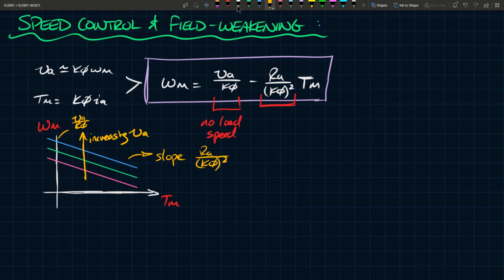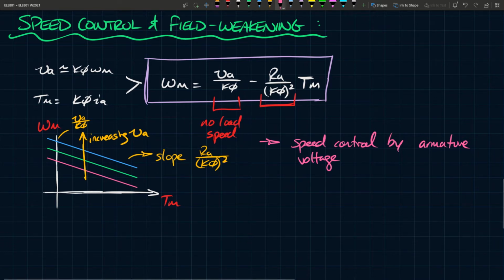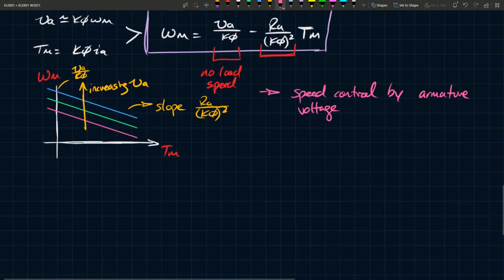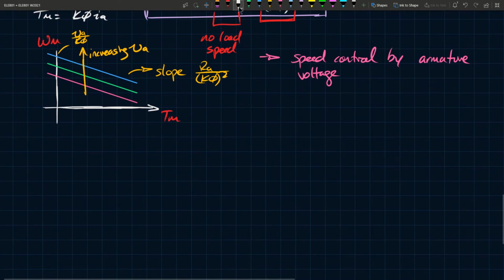Okay, so this is referred to as speed control by armature voltage. Why? Because you can control the speed by the armature voltage. How? Increase VA and the speed goes up, decrease VA and the speed goes down. Fairly straightforward, not a whole lot really going on there. We're just doing it based on whatever we see here, plotting different curves, but we're trying to build the motivation as to why we're going to do things the way we do.